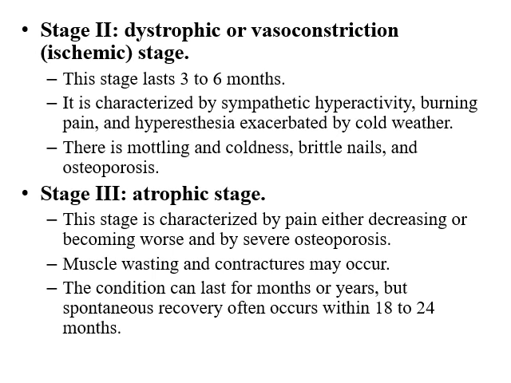Stage 3 is the atrophic stage. It is characterized by pain, which may either decrease or become worse, and the patient may have severe osteoporosis. Muscle wasting and contractures may also develop. The condition may last for months or years, but spontaneous recovery often occurs within 18 to 24 months.